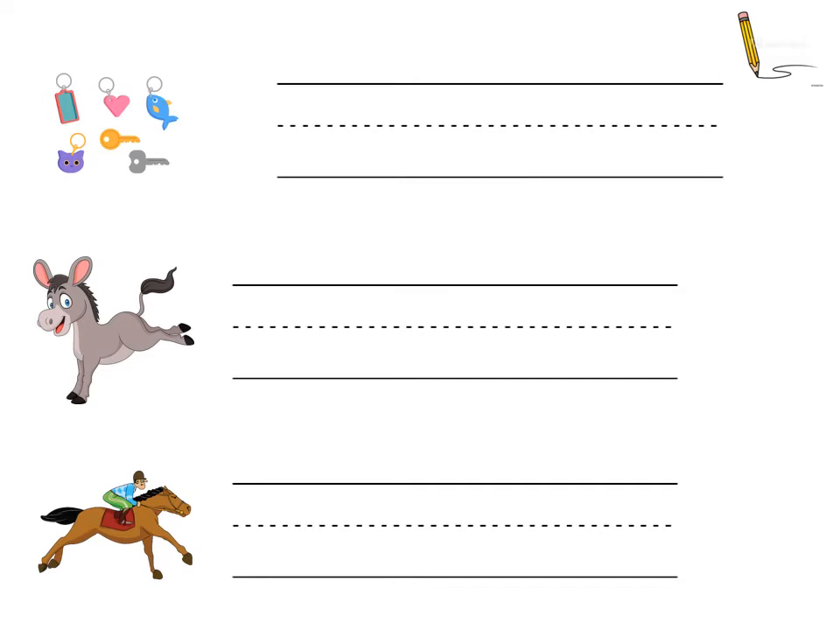Let's stretch out the word key rings. K-E-R-I-N-G-S, key rings. And put it on our phoneme fingers. K-E-R-I-N-G-S, key rings. How many phonemes are in that word? Can you write it down? Key rings.